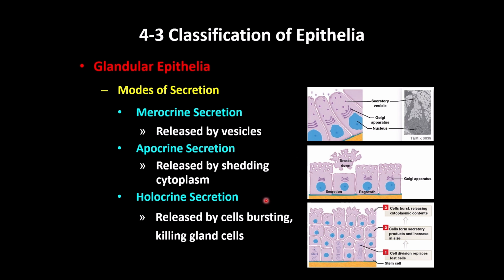And holocrine gland, this is where the cell produces the secretions, becomes bigger and bigger and bigger, and finally it ruptures. When it ruptures, the cell dies, and then new cells are formed there. So in these two, merocrine and apocrine, the cells will stay alive, and in the holocrine, usually the cells die, but they have stem cells that produce new cells.